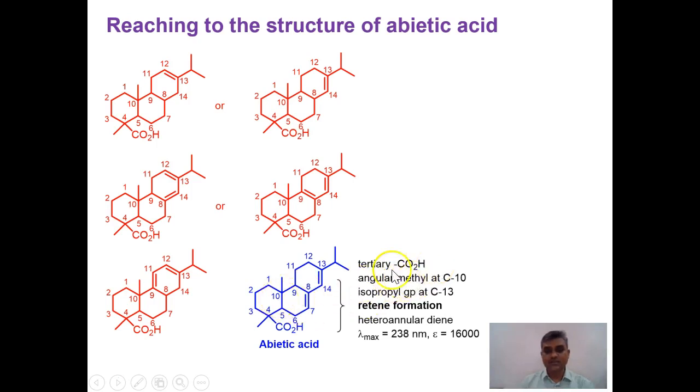It contains the angular methyl group at C10 position, isopropyl group at C13 position. There is a retene formation. It's a heteroannular diene, and the lambda max for this is 238 nanometer.